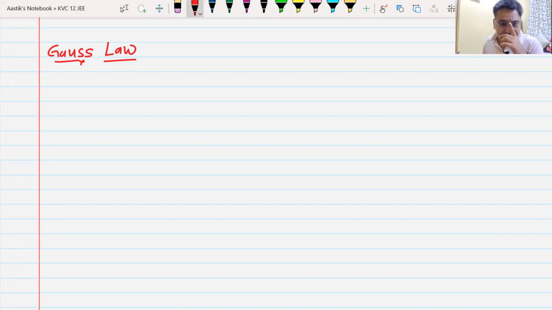So what does this Gauss law state? What does this Gauss law state? Everyone knows this, right? Anyone knows what this Gauss law states? Yes or no? No one knows? I thought that since you have been talking so much about Gauss law, you must be knowing it. No one knows? Boys? No one knows about Gauss law.